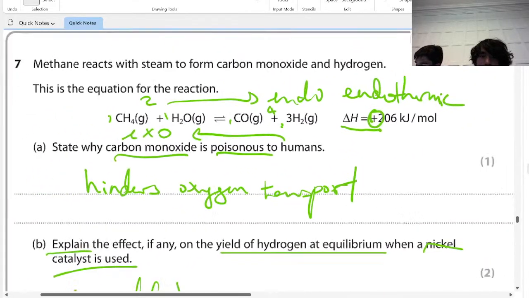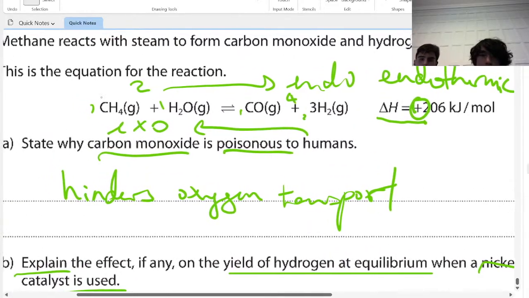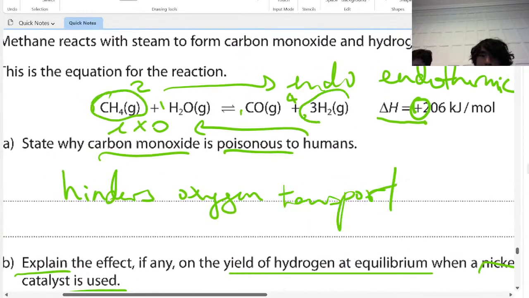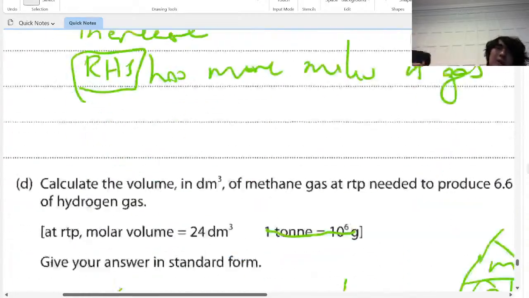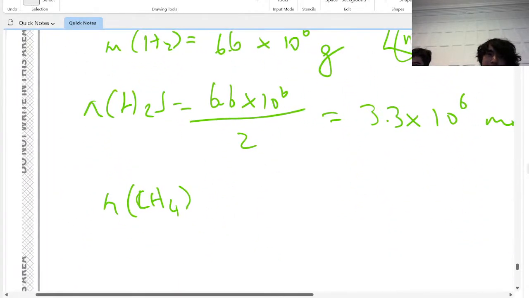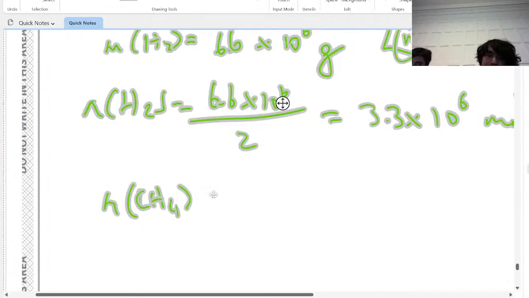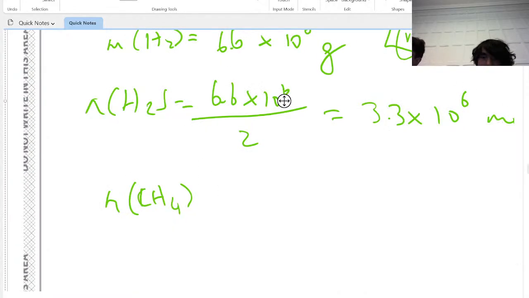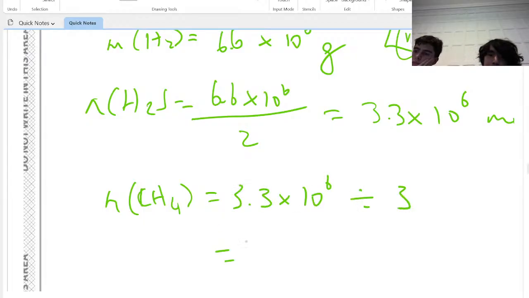Methane. So wait, what do we have? 1 methane goes to 3H2. That means we need a third of the methane to make the same amount of hydrogen. So it's going to be 3.3 times 10 to the 6 divided by 3, which is 1.1 times 10 to the 6 moles.